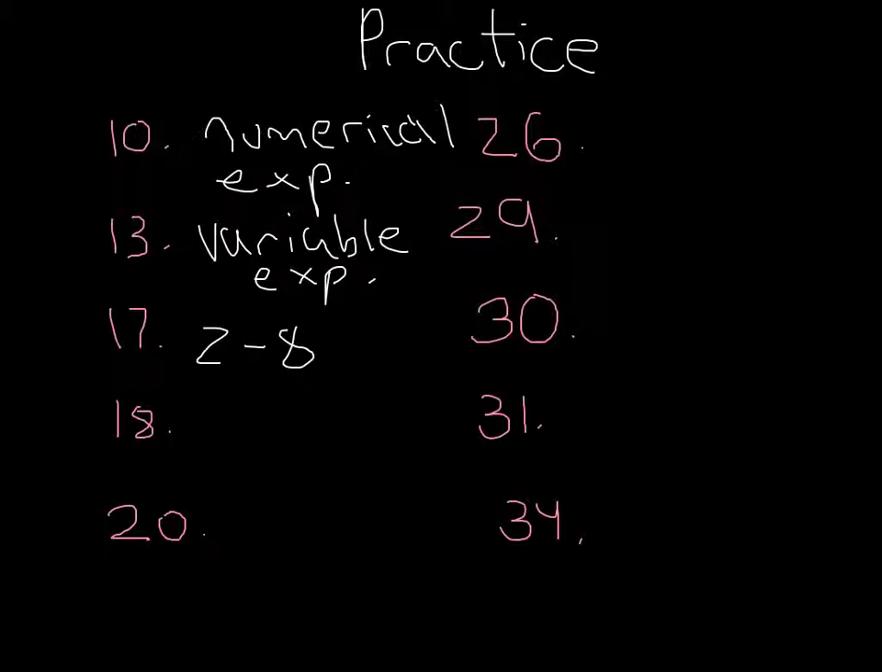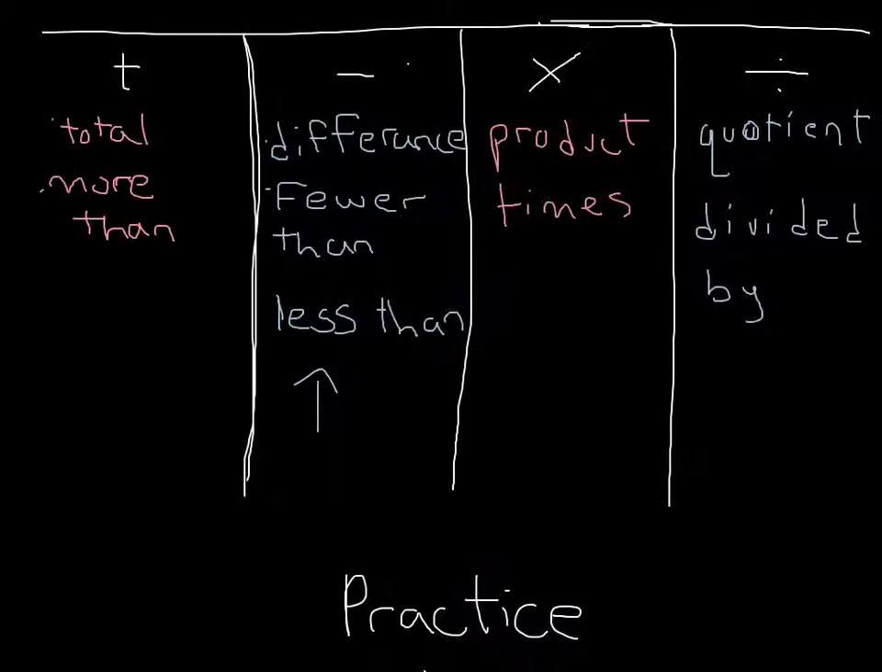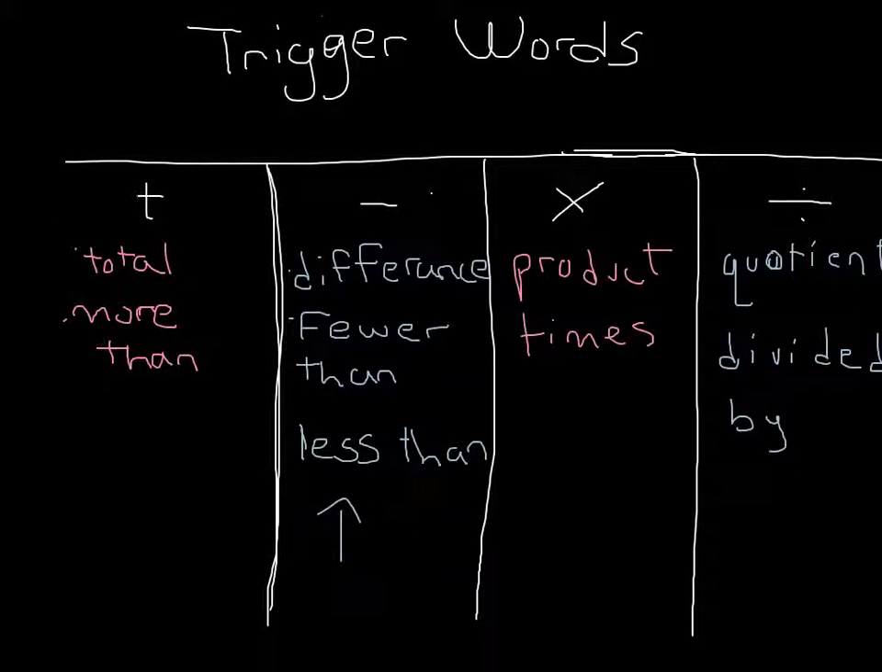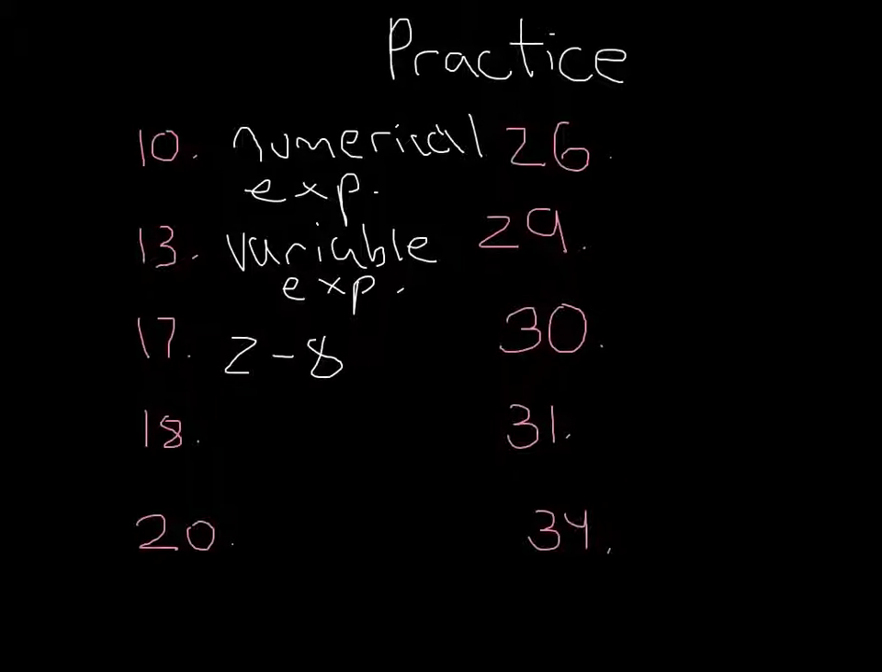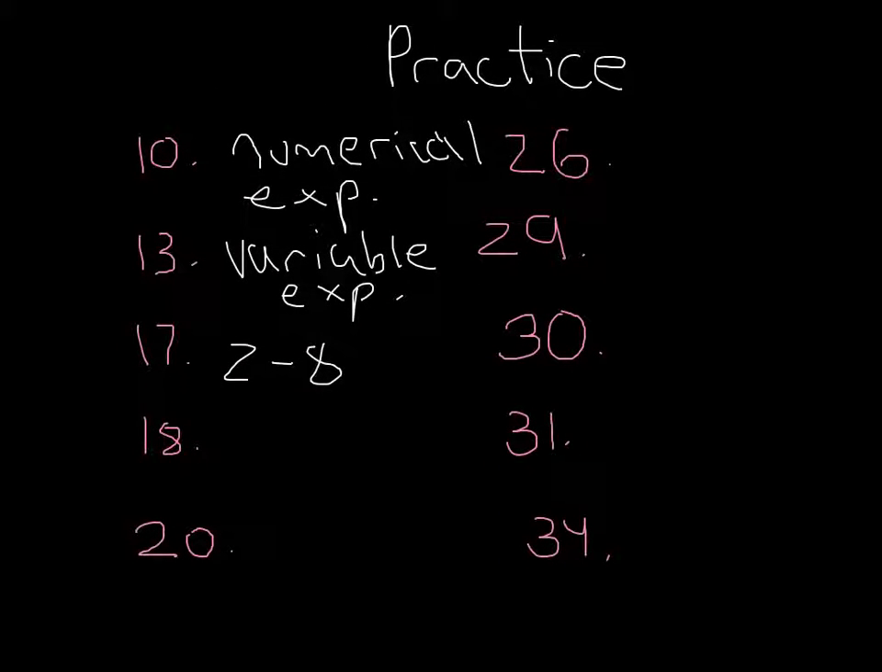Number 18. n divided by 3. Again, this is one of those things where you need to make sure you know what goes first. So let's go back up to our trigger words. Where do you find divided by? Obviously, you find the divided by symbol. So n divided by 3. Or if you want to go fancy, you go n over 3. That also can work because fractions are division. If you didn't know that, that's a good thing to know.